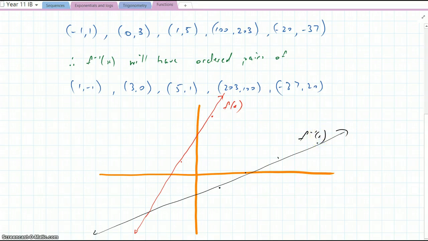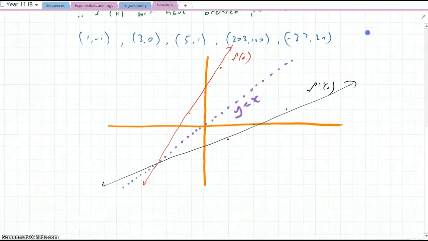Now what you see there is those graphs, the black and the red, have just got the opposite coordinates. And if you think about that for a second, what that is the same as doing is reflecting in the line y equals x.